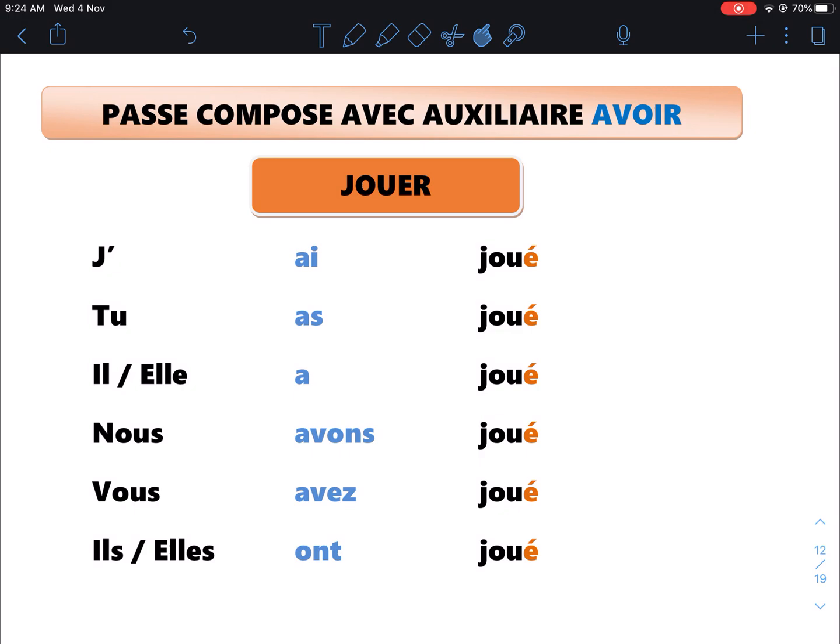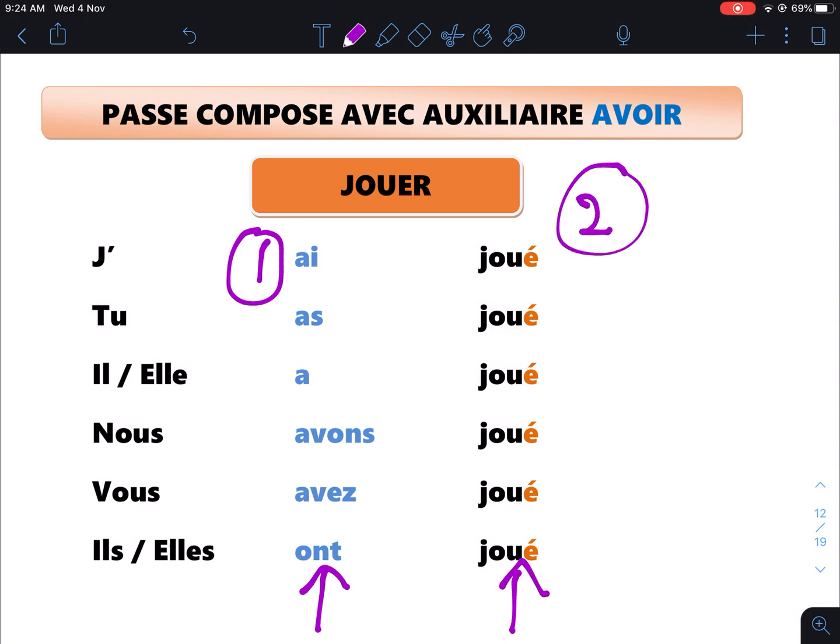So you have here the verb jouer, which is formed with auxiliary avoir. This is the auxiliary, the first part, the first component. And this is the past participle, the second component. So you have the first component with the auxiliary avoir, and the second component, which is the verb jouer. It becomes the past participle joué.